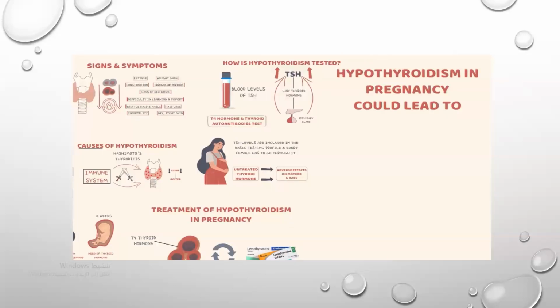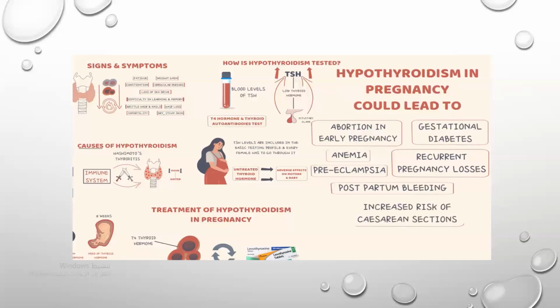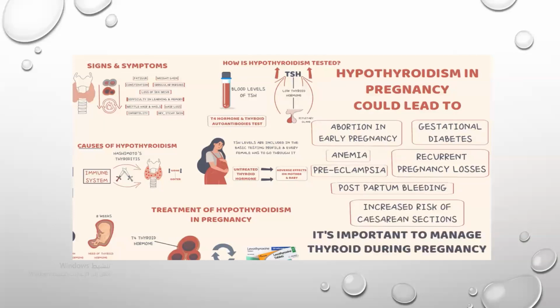Hypothyroidism during pregnancy could result in abortion, especially in early pregnancy. It can also result in recurrent pregnancy losses, anemia, preeclampsia, gestational diabetes, postpartum bleeding, and an increased risk of cesarean sections. So it is very important to manage hypothyroidism properly during pregnancy.